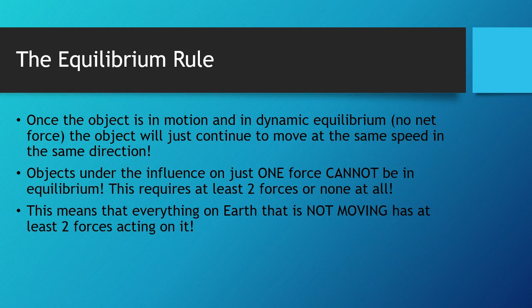What that also means is that objects that are in mechanical equilibrium cannot just have one force acting on them. In order for them to be in mechanical equilibrium, they have to have at least two forces acting on them. So everything on Earth that's not moving has at least two forces acting on it. The force of gravity pulling you down, and the force of whatever it is, your legs or the floor or whatever it is, that's holding you up.